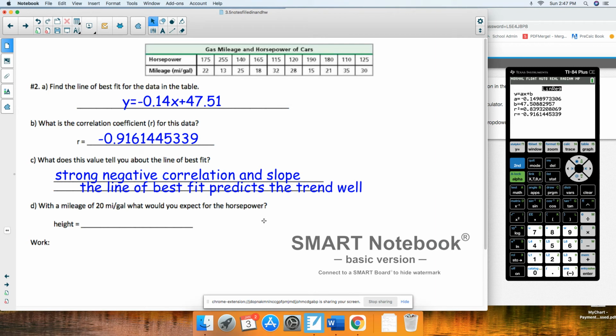All right. So with a mileage of 20 miles per gallon, we want to note which thing is which. Our horsepower is X and our mileage is Y. Notice that they're saying mileage instead of horsepower, so that means our Y is going to be equal to 20. So we're going to take 20 and set it equal to our equation here.